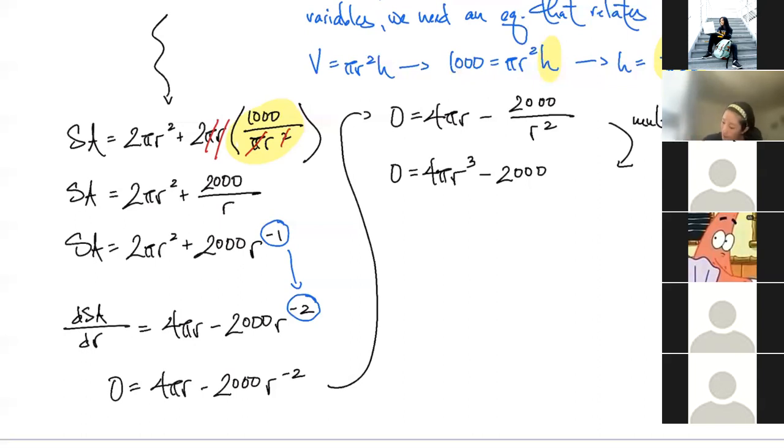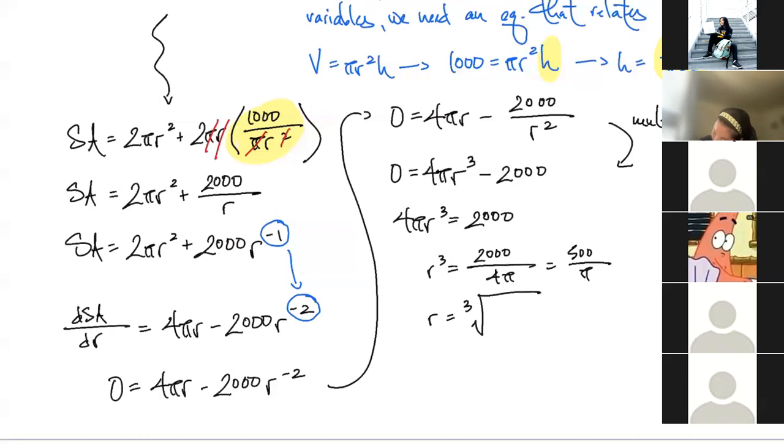Add 2000, all right, so 4 pi r cubed equals 2000. Yes, and then divide by 4 pi. And then square root. Oh, yes, and then cube root both sides. Beautiful. All right, someone throw that in a calculator for me. That is the exact value, but if we were to approximate it to say 2 decimal points, what would we get? Just so we can start to imagine what this looks like.